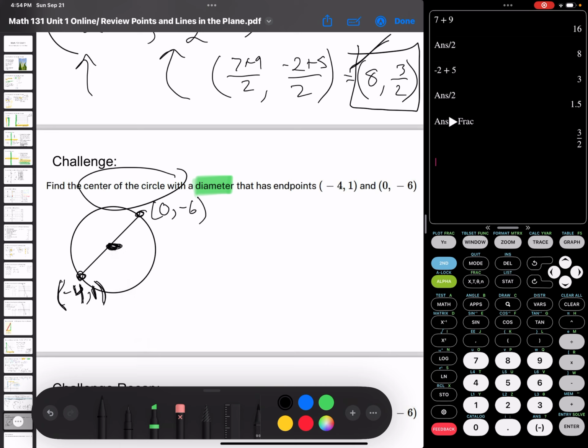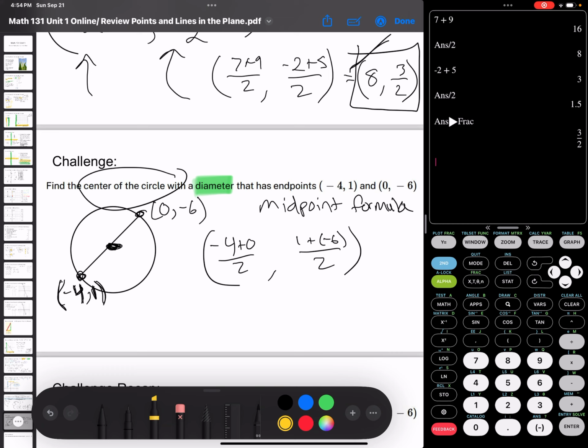So if we want to find the center of the circle, that's the point right in the middle of that diameter. Wait a minute. Middle point. We need to use the midpoint formula. And that's how I would work something out like that, complete with drawing a picture and trying to figure stuff out. So I could use the midpoint formula, and I would say, okay, well, -4 plus 0 divided by 2, and 1 plus -6 divided by 2. That's going to give me my midpoint.